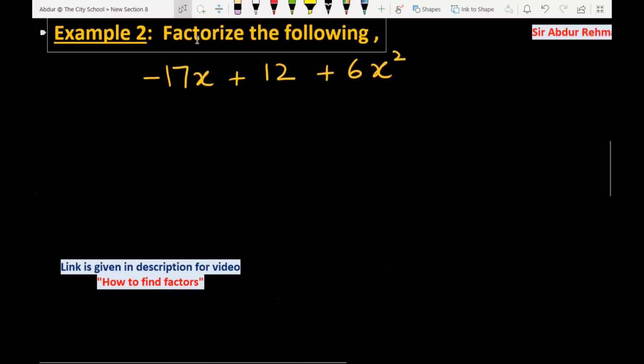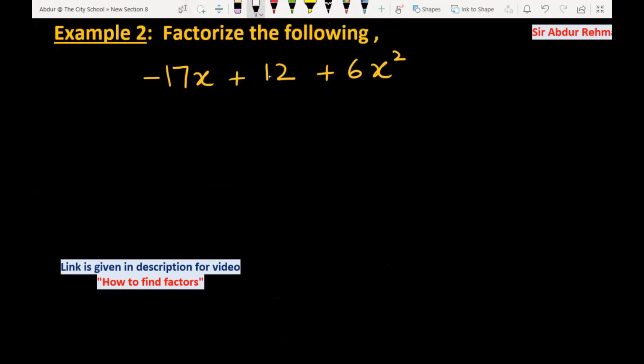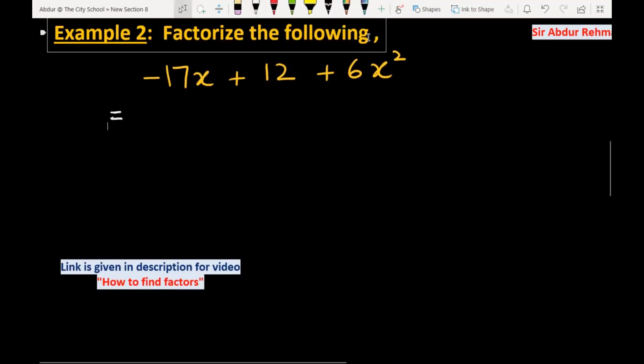This is also factorize the following. There are three terms. The first term is 6x squared, the second term is minus 17x, and plus 12. So you have to factorize by taking the middle term here also. But the first step is you have to arrange in descending order of the power of x.